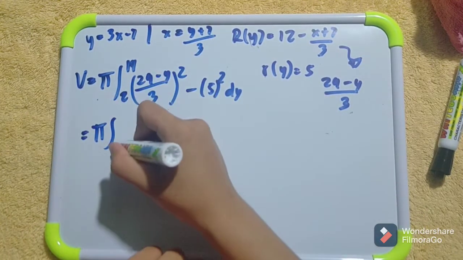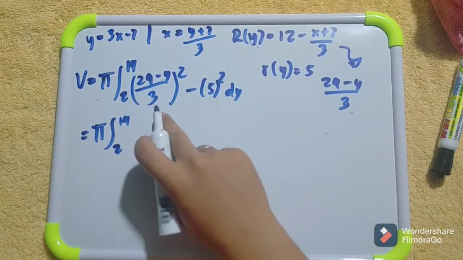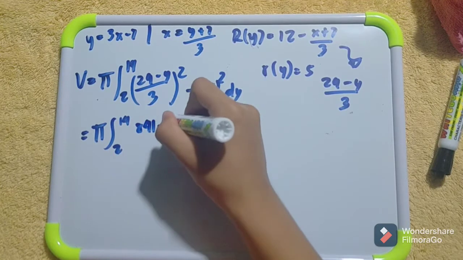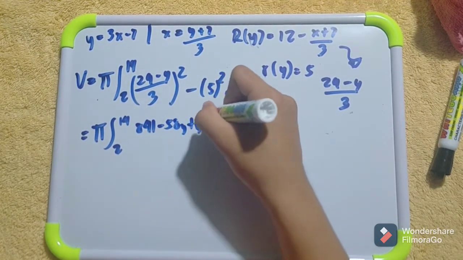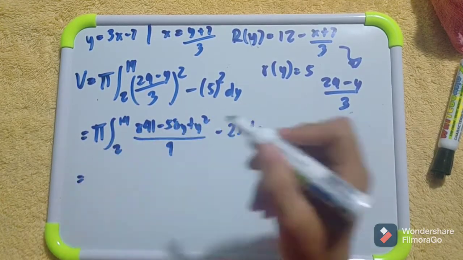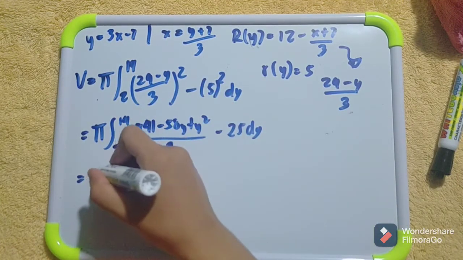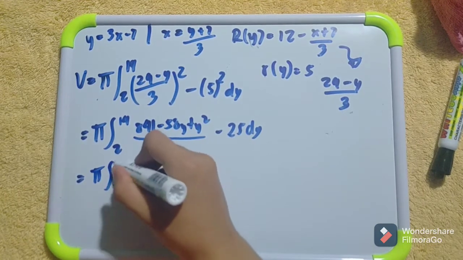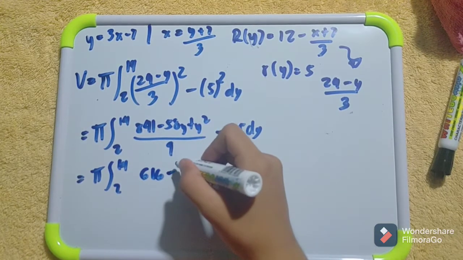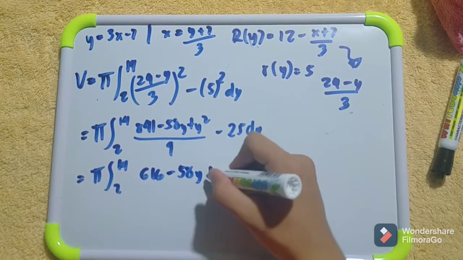Pi times the integral from 2 to 14. And then we square this. So 841 minus 58y plus y squared all over 9, minus 25, dy. And then it becomes pi times the integral from 2 to 14 of 616 minus 58y plus y squared, all over 9, dy.